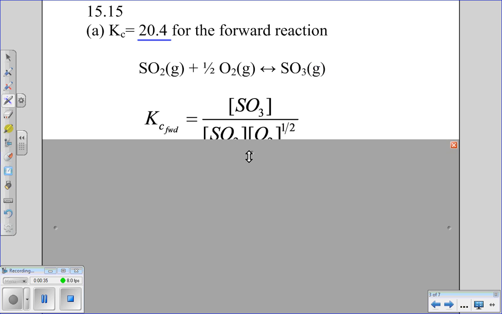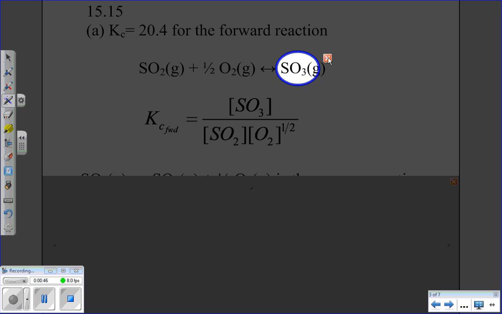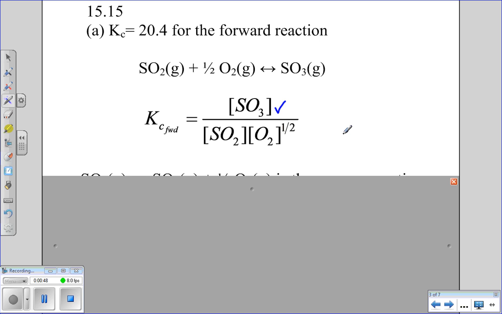And we know that if we were to write the equilibrium expression for this reaction, it would look like this. The products right here are on top. There's no coefficient, so there's no power. And the reactants, they are multiplied together on the bottom. And this 1/2 coefficient is something your calculator can handle with no difficulty. You probably just need to make sure it's in parentheses.